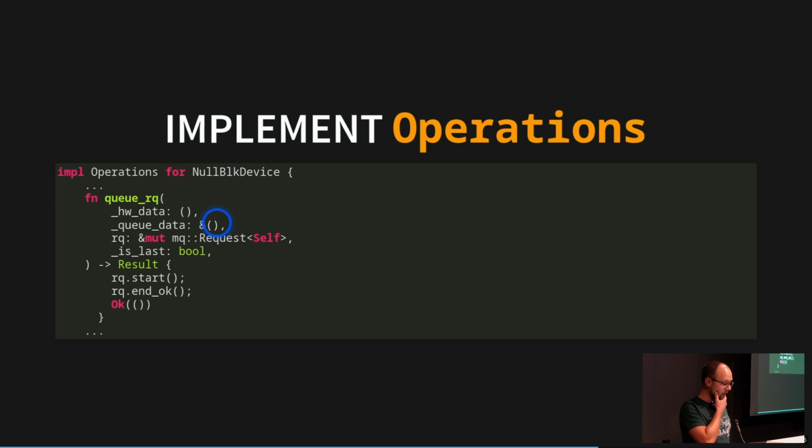And you need to implement like 4 methods for the driver to actually probe. But most of them can be empty. But you definitely want the queue request, which is the callback you're getting when the kernel is enqueuing something with your driver.